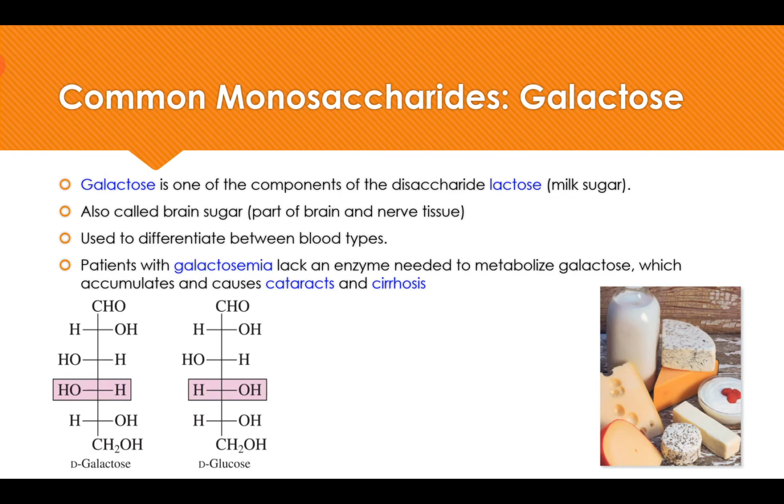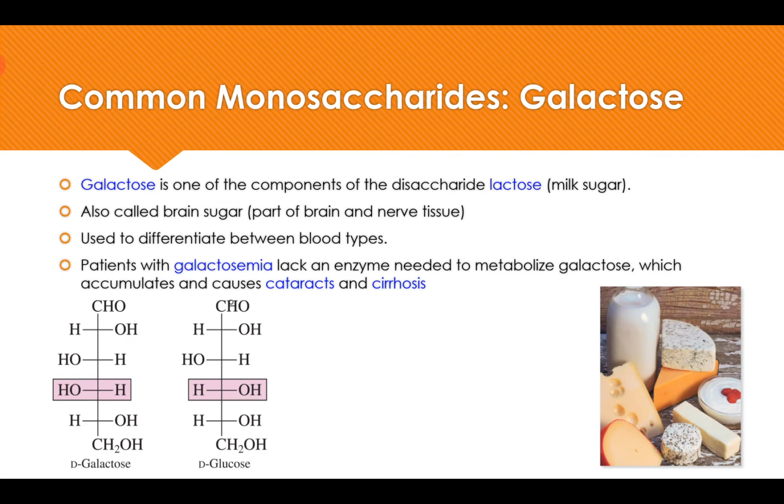Another common monosaccharide is galactose. Galactose is one of the components of the disaccharide lactose, which is found in milk. It's also called brain sugar because it's part of brain and nerve tissue and is used to differentiate different blood types. Patients with galactosemia lack an enzyme needed to metabolize galactose, which accumulates and causes problems.